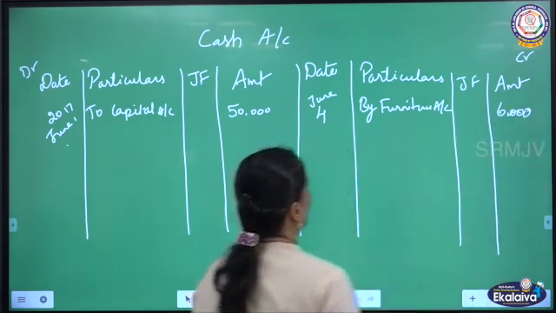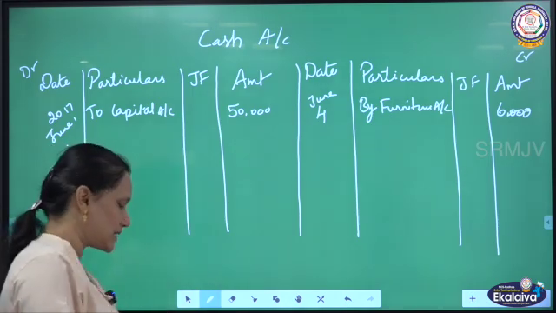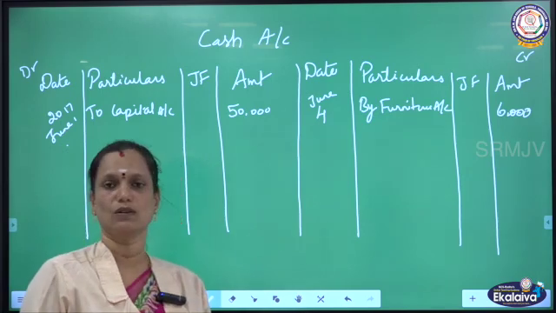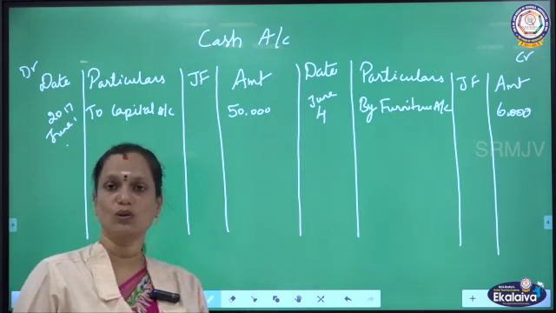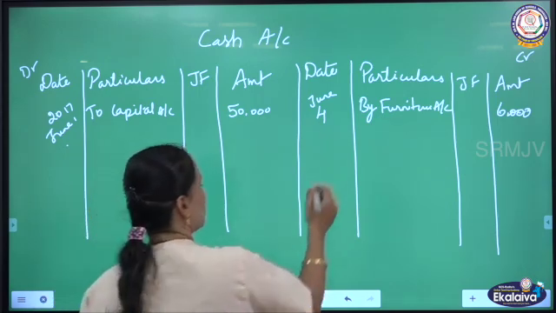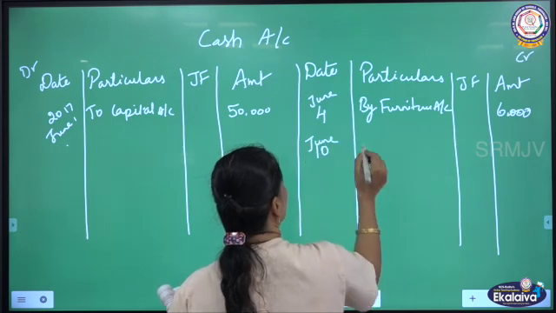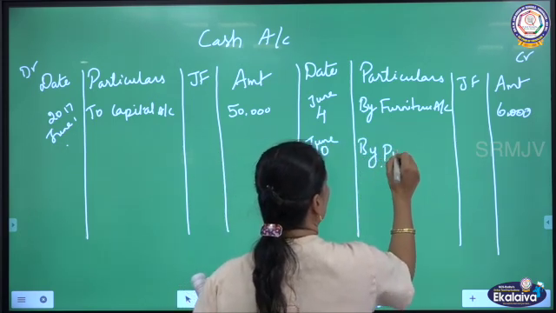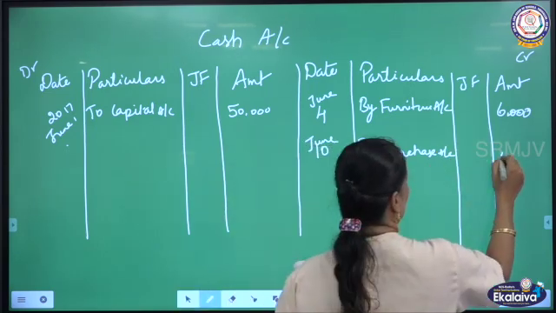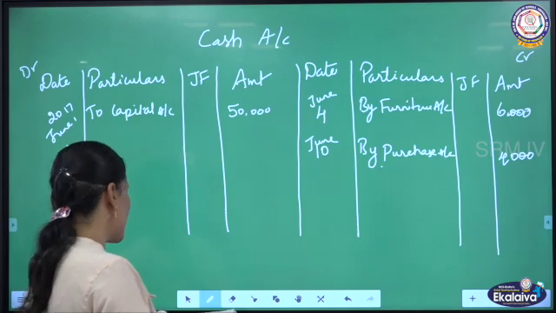Okay, 6,000. And then what is he doing? Then he is purchasing machinery, but it is a credit transaction. And then again he is purchasing goods. Okay, so purchase account to cash account. In cash what should we do? Purchase we have to credit. So, on which date? 10th June, by purchase. How much? 4,000.